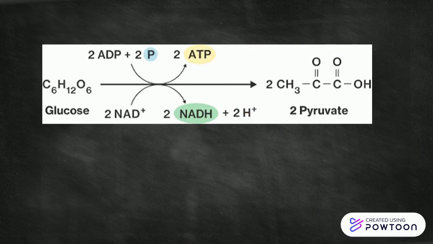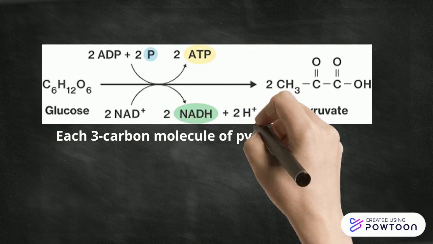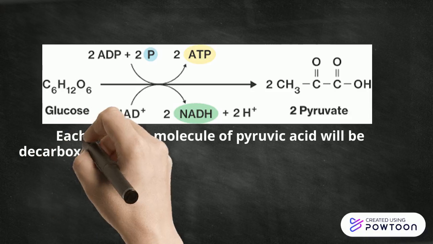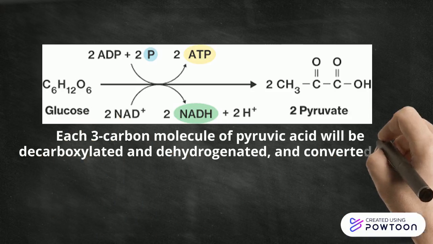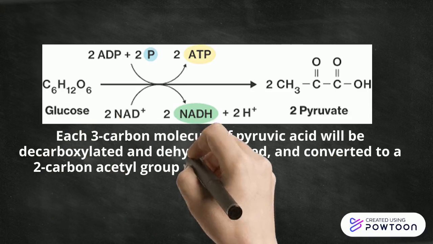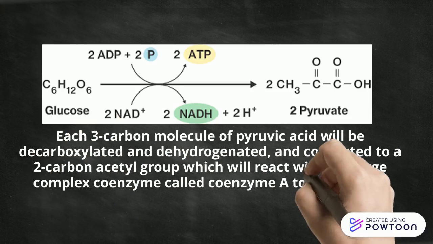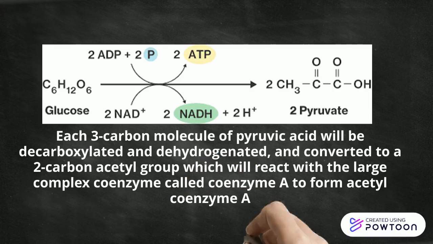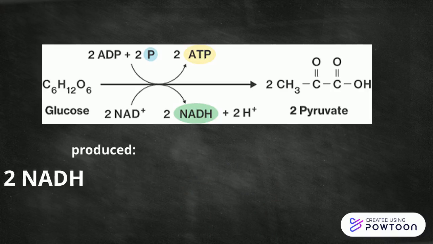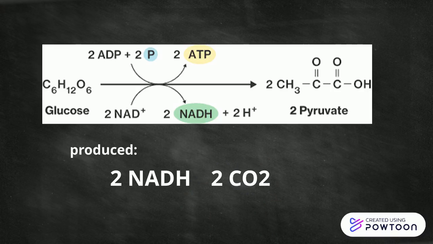In detail, each 3-carbon molecule of pyruvic acid will be decarboxylated and dehydrogenated and converted to a 2-carbon acetyl group, which will react with a large complex coenzyme called coenzyme A to form acetyl coenzyme A, or acetyl-CoA. During this process, 2 molecules of NADH and 2 molecules of carbon dioxide will be produced.